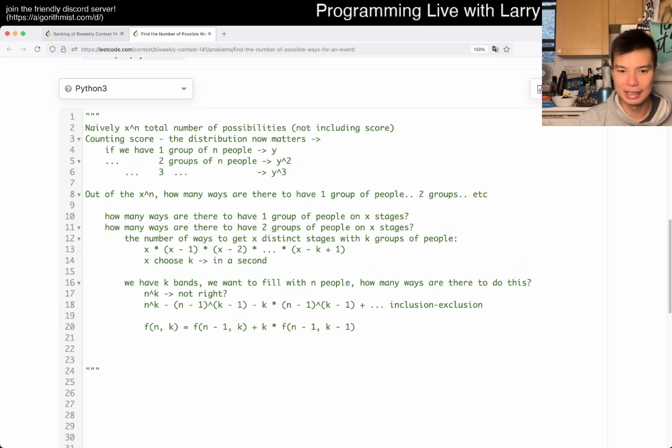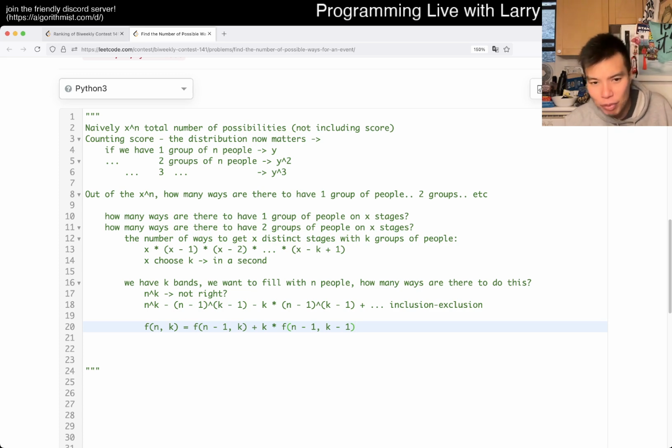And the idea here is just in a recursive way. You have k bands, so we want to fill in the nth person. For this particular person, you put them into one of the current k bands and we're happy. Or there are k ways to do it such that one of the bands is left empty, right? And that's really the idea.